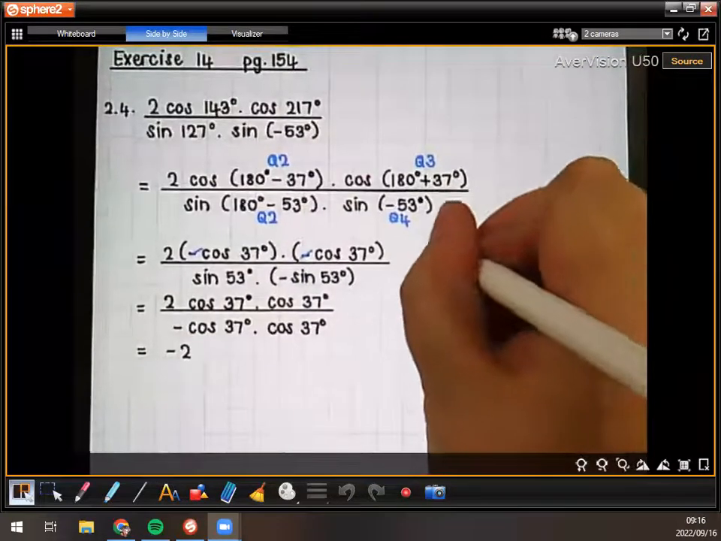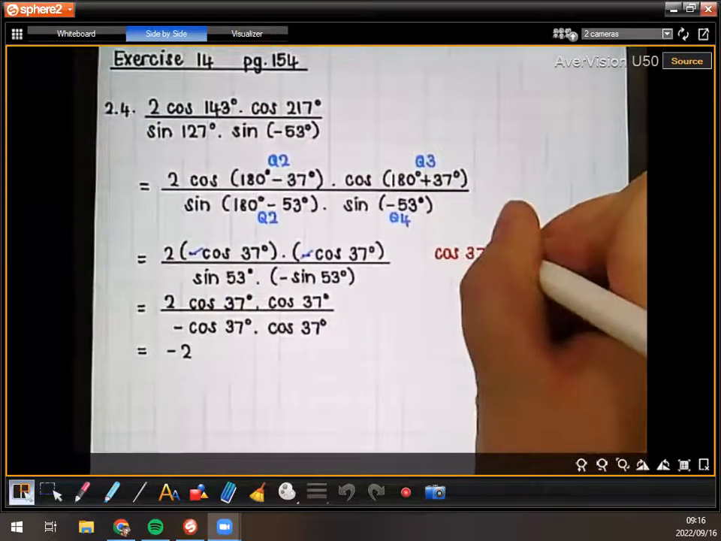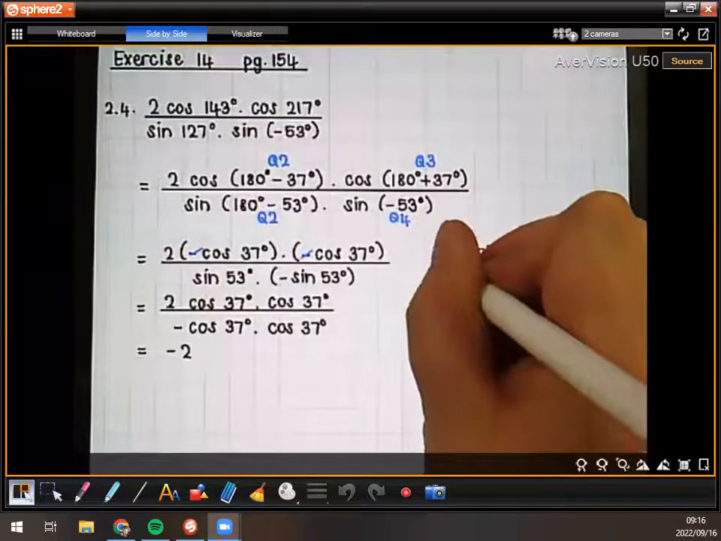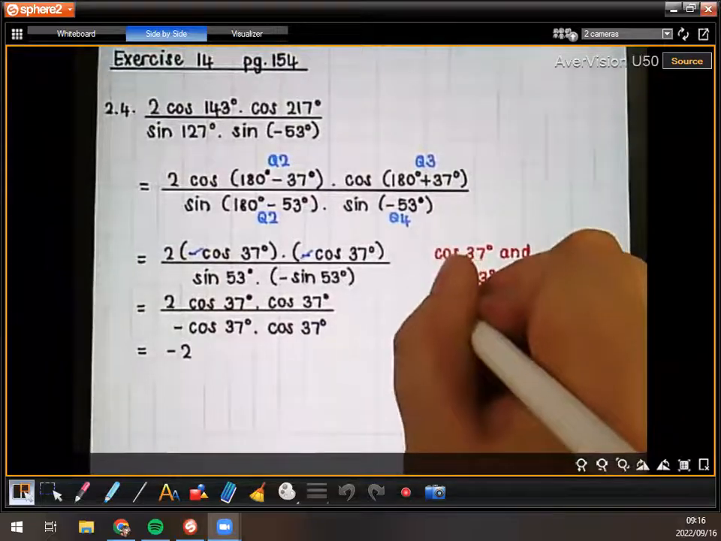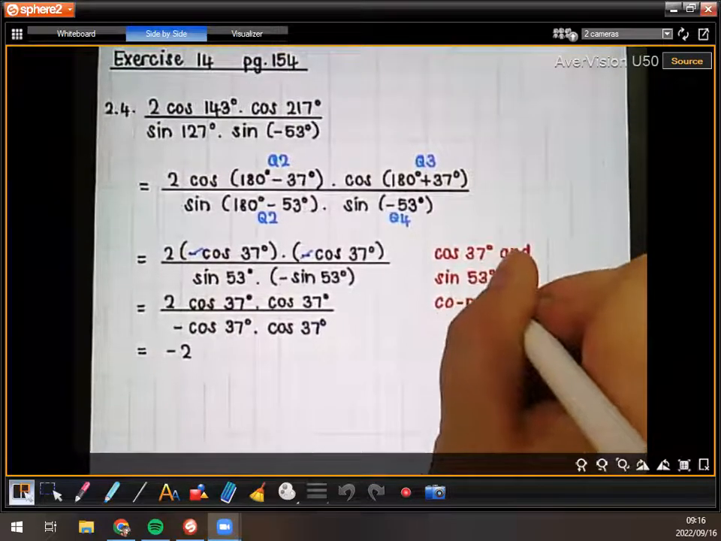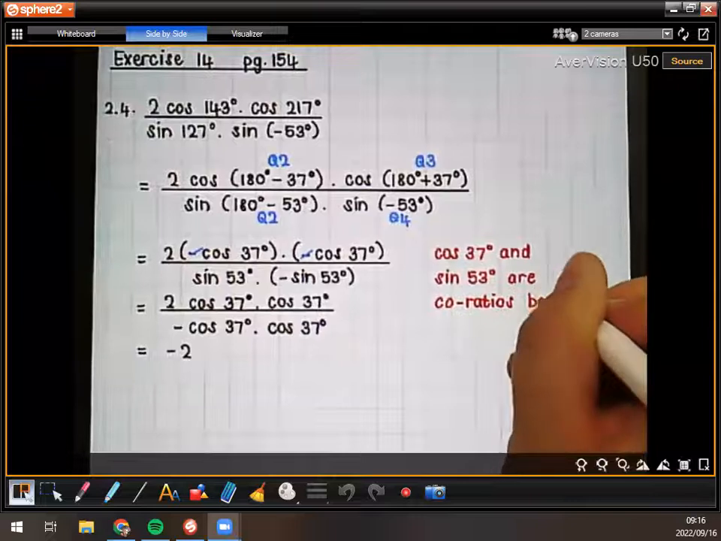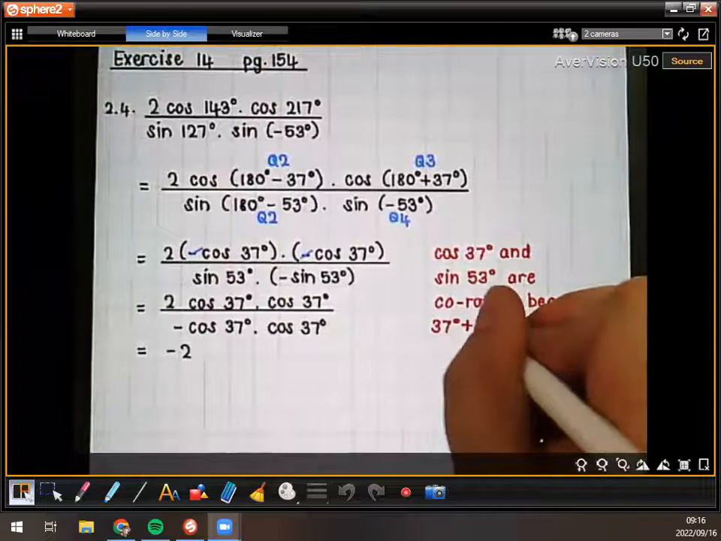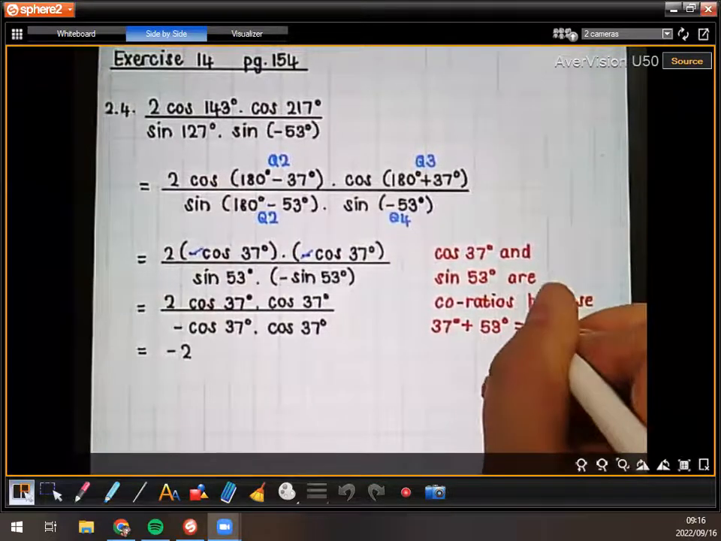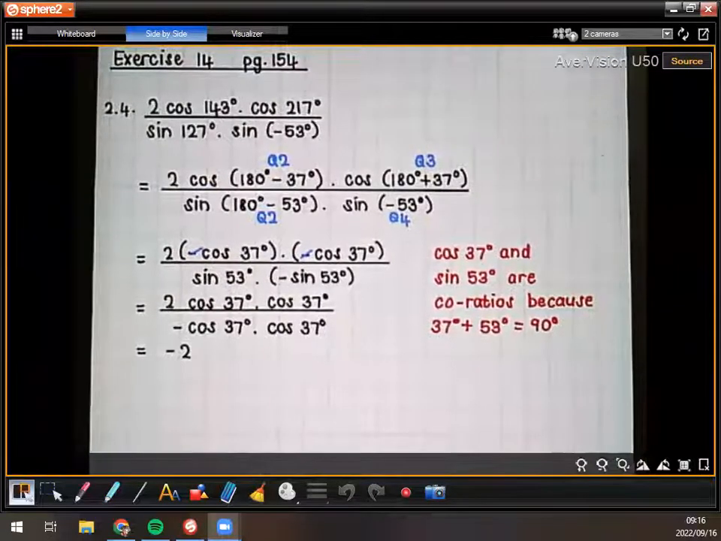So here we have that cos 57 and sine 53 are co-ratios because 57 degrees plus 53 degrees will equal 90. Okay, so what I did was I changed the two sine 53s at the bottom to cos 57. But you also, guys, could have changed the two cos 57s at the top to sine 53.